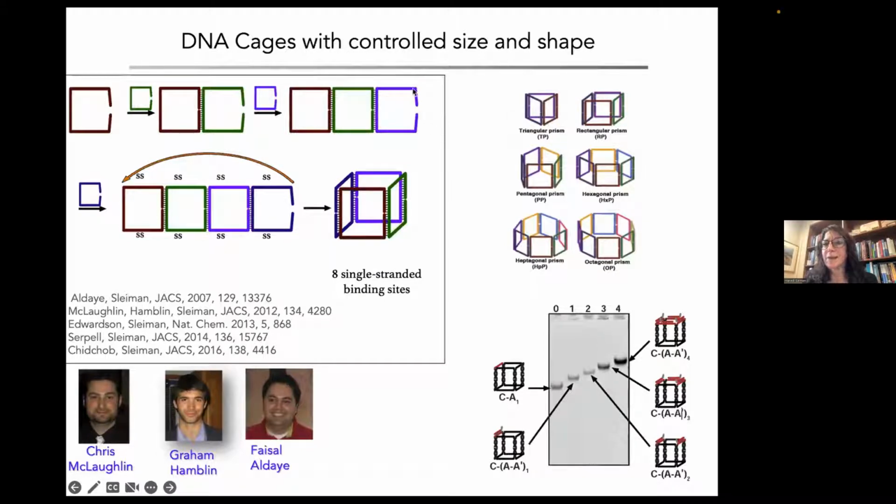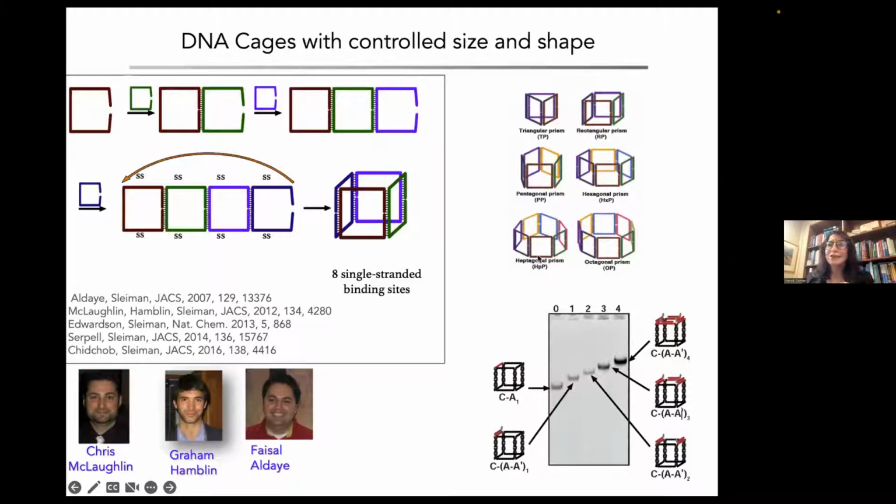Just stop at the 3rd strand here and make this part here complementary to this part. We can make a pentagonal prism. We don't stop here. We continue with a 5th one, and we make the 5th one complementary to the 1st one. And these are all easily synthesized right now.